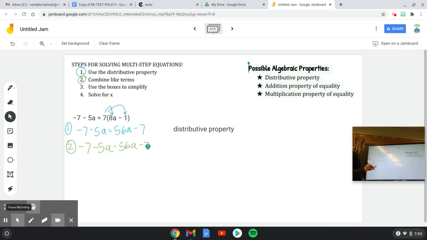So now I'm ready to use my boxes to simplify. So I'm setting up two boxes. Wherever my variable is greater is where my variables are going to stay. So I have a -5 and I have a 56. So my variables are going on the right side while my constants are going to stay on the left side.